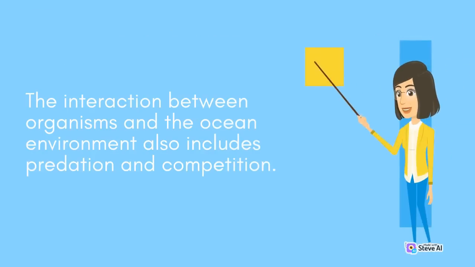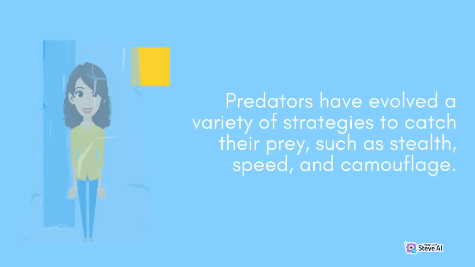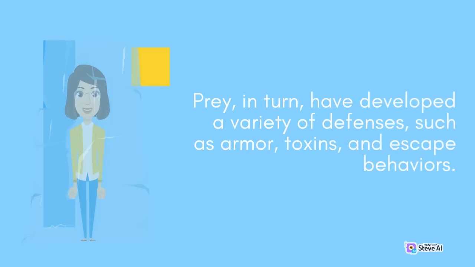The interaction between organisms and the ocean environment also includes predation and competition. Predation is a natural process in which one organism feeds on another, and it plays an important role in regulating populations and maintaining ecological balance. Predators have evolved a variety of strategies to catch their prey, such as stealth, speed, and camouflage. Prey, in turn, have developed a variety of defenses, such as armor, toxins, and escape behaviors.